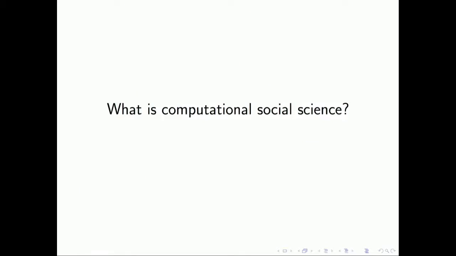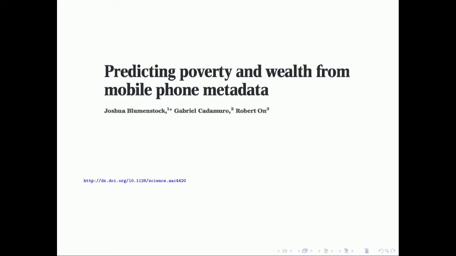But we do have a more slightly serious answer, or sort of what are some themes that seem to be happening in computational social science? So this particular study, I think, illustrates many, many of the themes that I see in computational social science, all packed into one really interesting paper. This is by Josh Blumenstock and colleagues, and it was published in Science about a year ago. And it's about predicting poverty and wealth from mobile phone metadata.